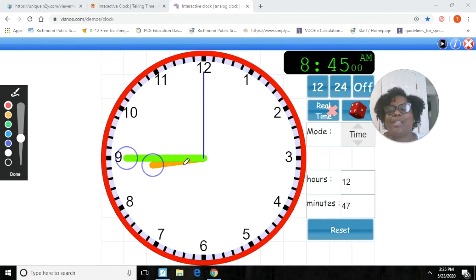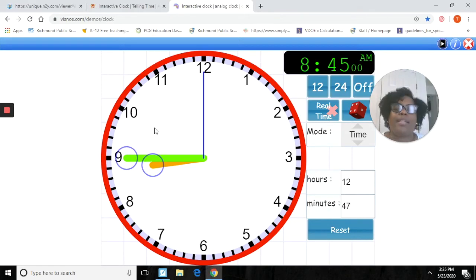Okay, so we have to determine what hour it is, right? So we can see here that our hour hand is not all the way on the 9 yet. So it must be the what hour? The 8 o'clock hour. Let's determine our minutes by counting by the nearest 5, okay? So we're going to go 5, 10, 15, 20, 25, 30, 35, 40, 45. What time is it? Here it is right here. 8:45. You see that? 8:45, okay? All right.